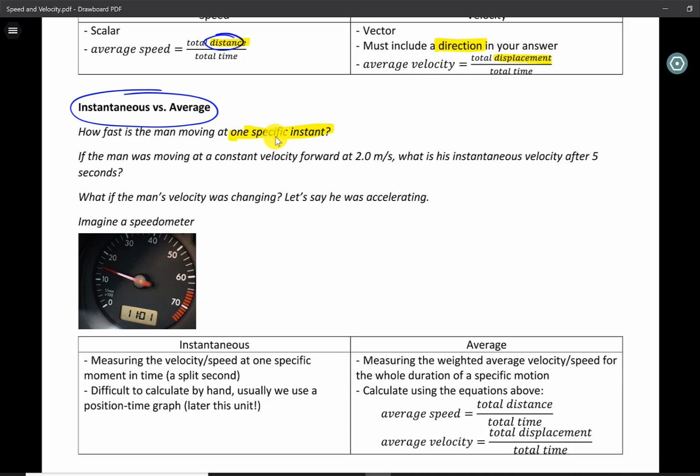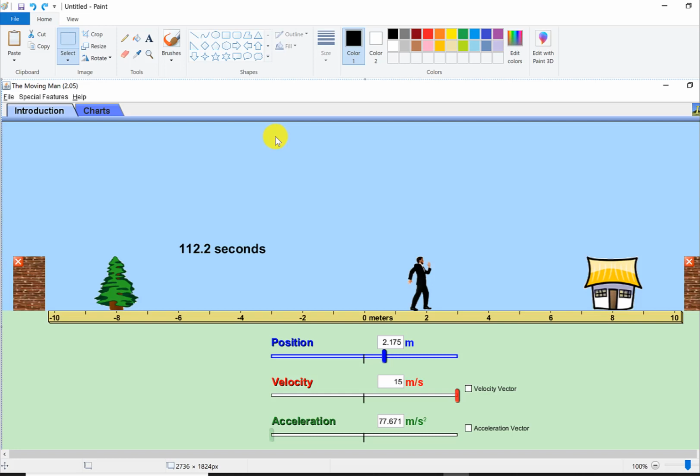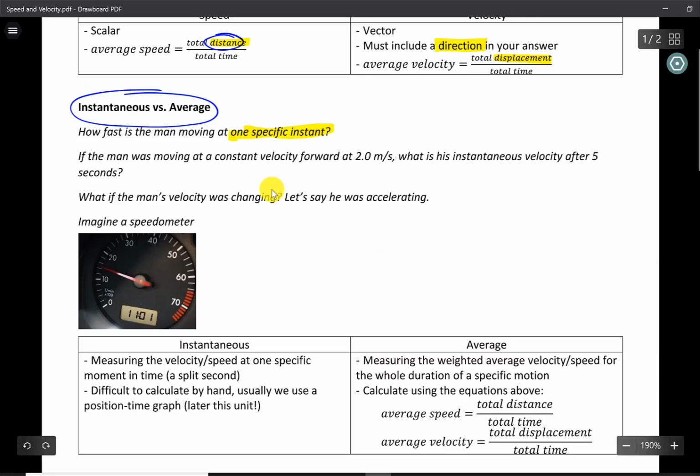At that specific instant. Now, what if I ask for speed? I mean, speed, I could just tell you 15 meters per second. I don't even have to tell you going towards the right. So that's what instantaneous means.